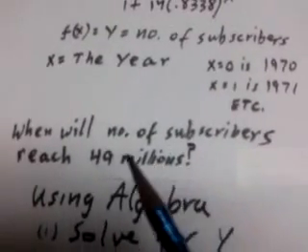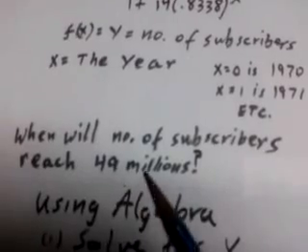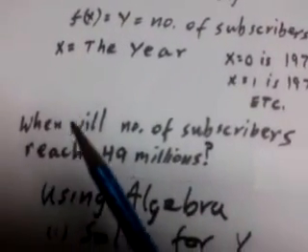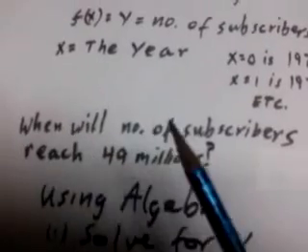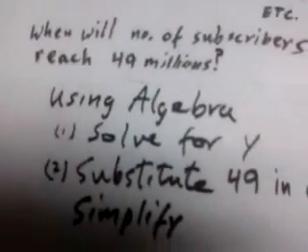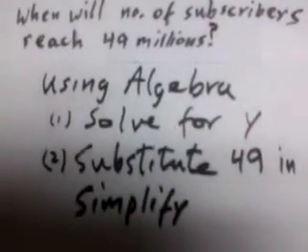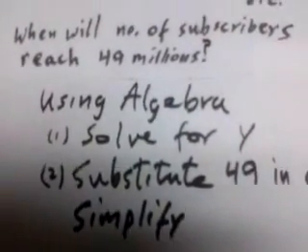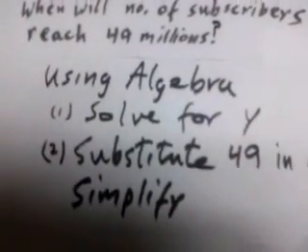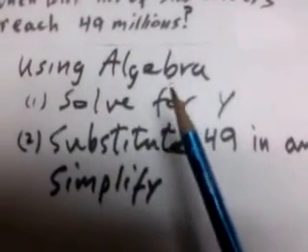It says, when will the number of subscribers reach 49? So the question is when. That means in what year? In what year will the number of subscribers reach 49? So there are two ways we can solve this problem. We can solve it using algebra, or we can solve it using the graphing calculator. And we might decide to solve it both ways, and one can be a check against the other. So first of all, let's solve it using algebra.